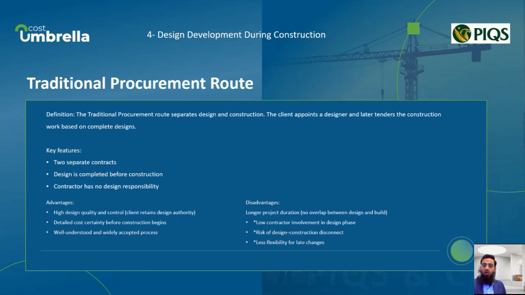Some of the main advantages here are high design quality and control. As the client remains closely involved with the design process, you also get greater cost certainty before construction begins, and the process is widely understood in the industry. However, there are a few shortcomings or disadvantages to consider with this route. Since design and construction don't overlap, the project can take longer. There's also less contractor involvement during the design phase, which can sometimes lead to a disconnect between design and construction and less flexibility for making late changes.